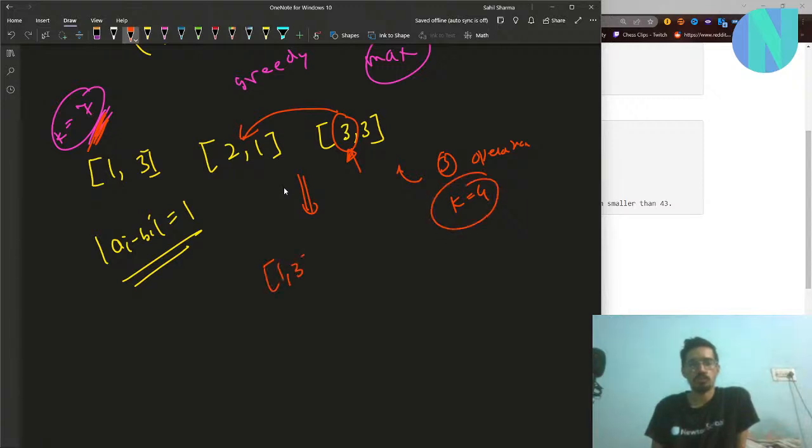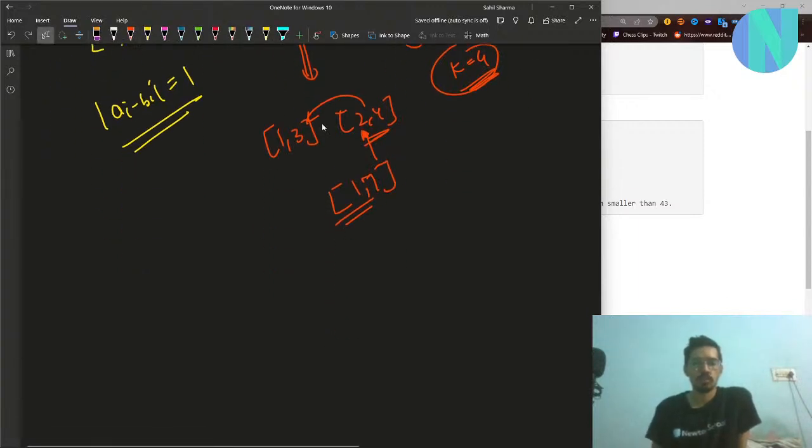Now you have the terms 1 comma 3 and 2 comma 4. So now your k is equal to 4, and you can apply your 4 operations on the second term. Using that, you can convert your 4 to segments of difference 1. So it will become 1 comma 7. So in the end, your answer will be 7 into 1 square. That will be your answer.